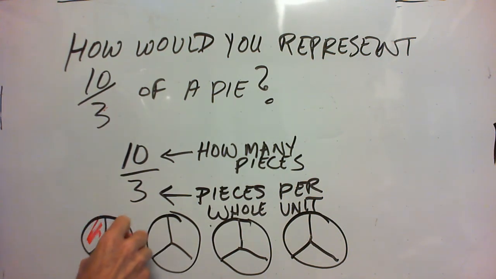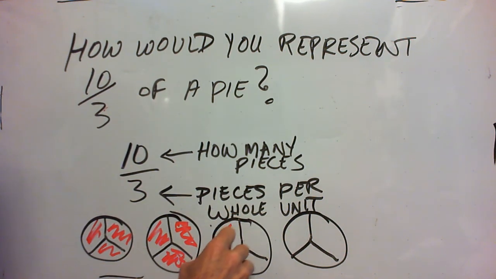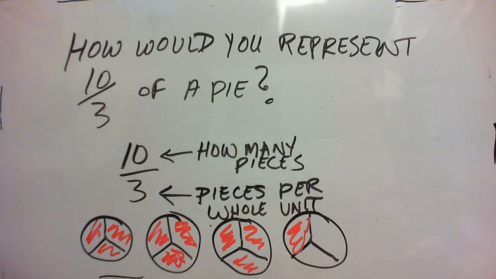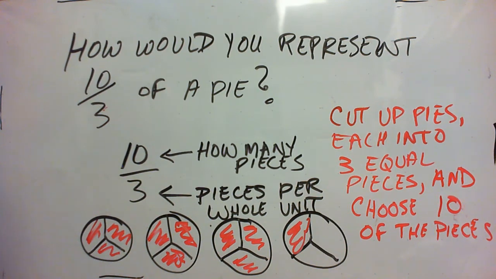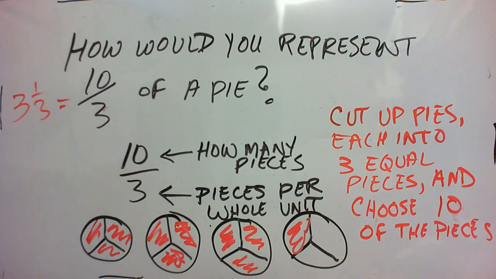So we cut up pies into 3 equal pieces and we choose 10 of those pieces. And there I have the answer in red. Cut up pies each into 3 equal pieces and choose 10 of the pieces. And we see that it makes the mixed number 1, 2, 3 plus 1/3. And that's how we get our mixed number. 3 whole units plus 1/3 of the last unit.